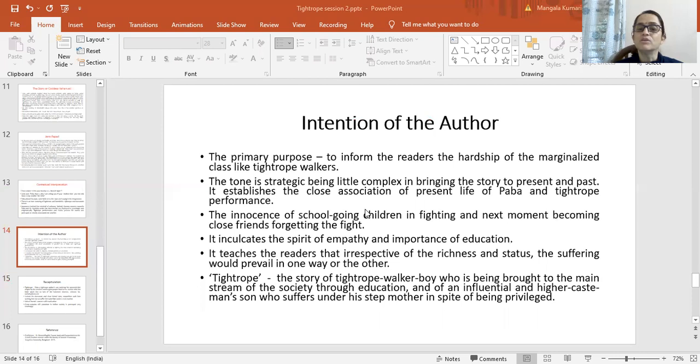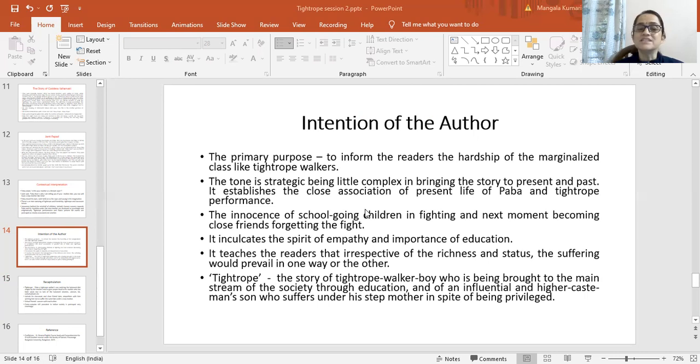It establishes the close association of the present life of Baba and the tightrope performance, friendship and the tightrope performance, and the innocence of school-going children fighting, and the next moment becoming close friends, forgetting the fight. This has been done very well throughout the story. The story inculcates the spirit of empathy and highlights the importance of education. Baba's mother says, look at my son, he sounds like a doctor. Education, how clever you have become because of education.